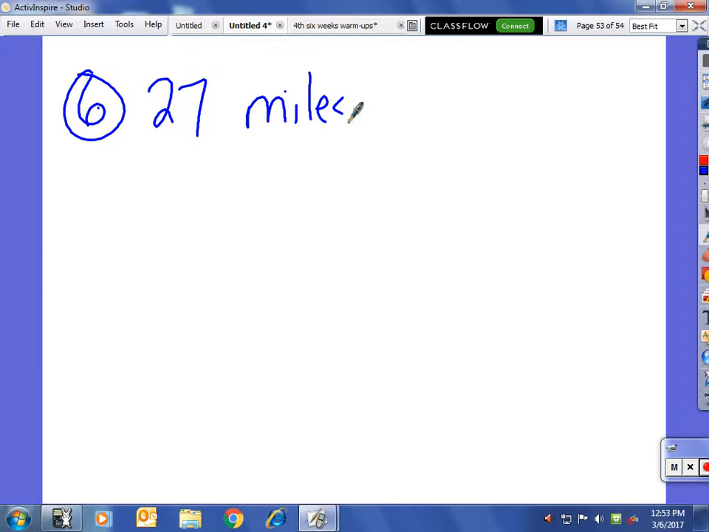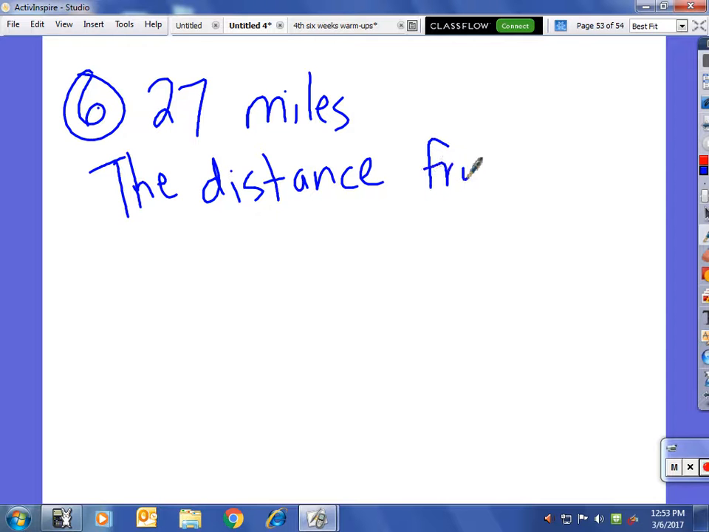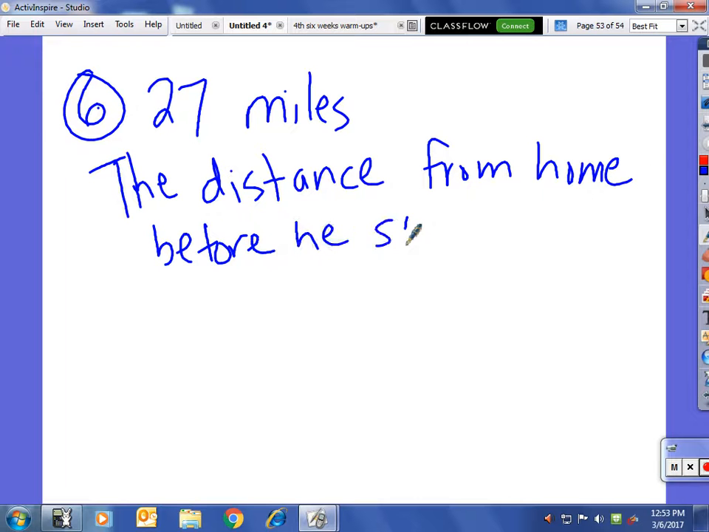Miles. Okay, it's 27 miles. And why is that significant? That's how far away he was when he started driving. That was the distance from home. And again, I really hate to say always, but y-intercepts are usually where something starts, and x-intercepts are usually where something ends. So this would be the distance from home before he started driving. Or you could say something like it's how far away the stadium was. Because he's leaving from a football stadium, isn't he? Or the distance from the football field.